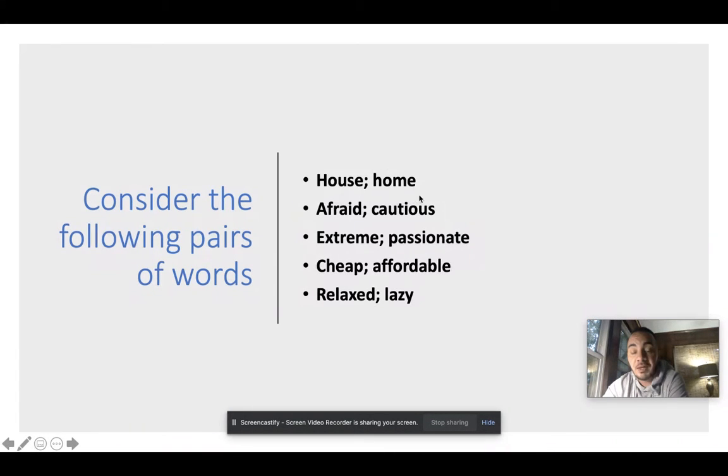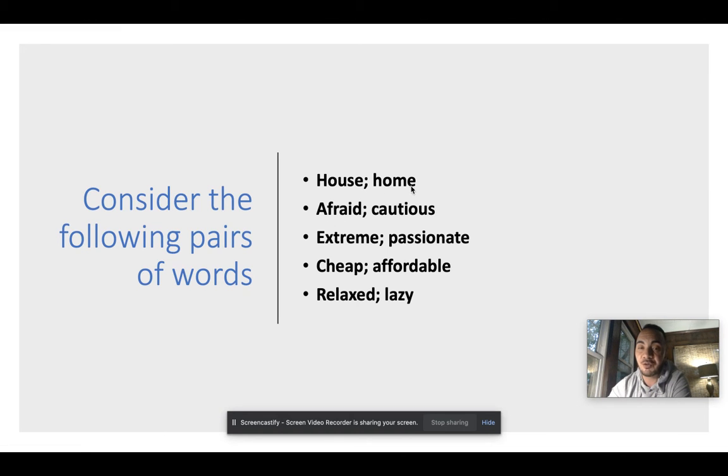The word connotation means the ideas, feelings, and emotions that are associated with a word, whereas the word denotation is the dictionary definition of a word. So every word has both a connotation, feelings associated with it, and a denotation, which is the objective dictionary definition of the term. Let's look at the second pair: afraid versus cautious.